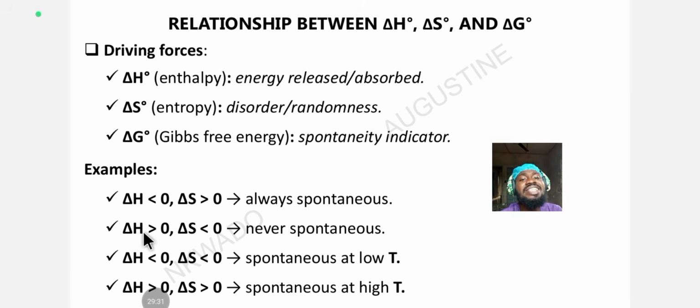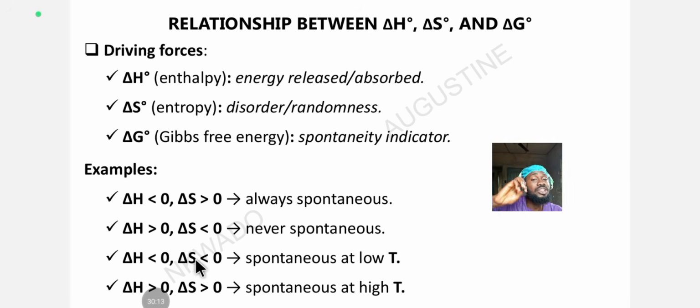When change in heat is greater than 0, that's heat needs to be added to the system, and the change in entropy is less than 0, what happens? The disorderliness is now low. Heat is required. The reaction is never spontaneous, because it requires heat and it requires disorderliness for the reaction to occur.